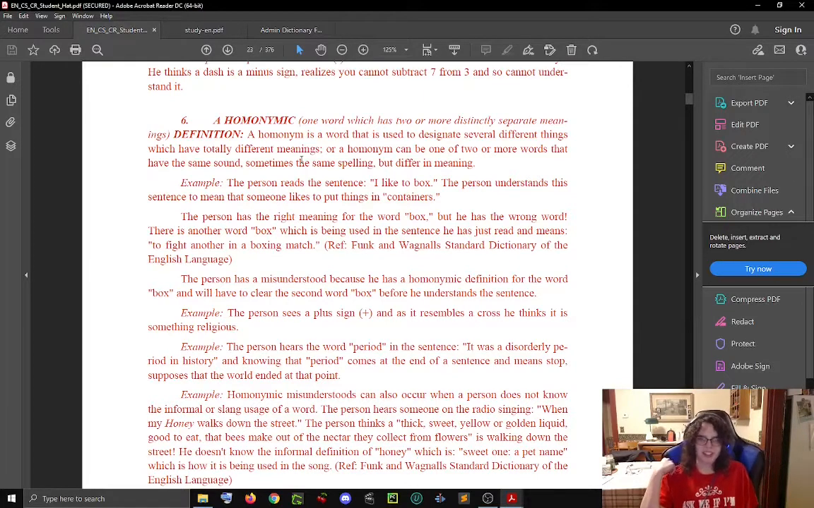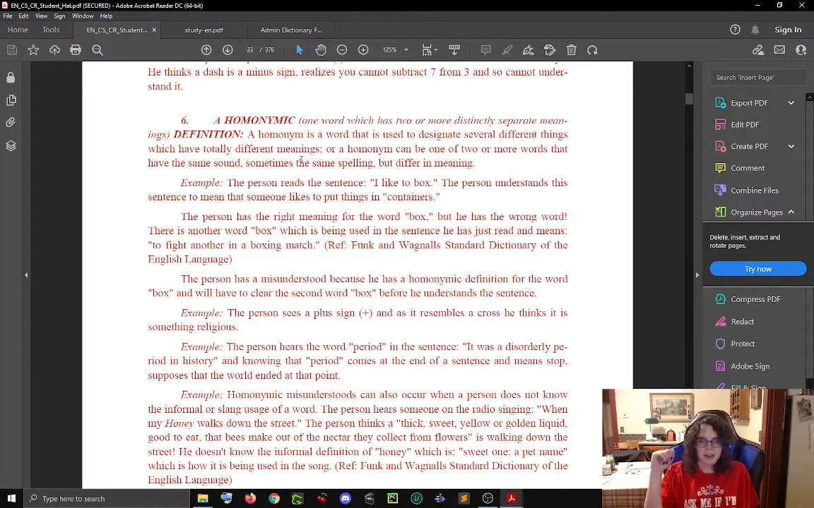Example, the person reads the sentence, "I like to box." The person understands the sentence to mean that someone likes to put things in containers. The person has the right meaning for the word box, but he has the wrong word. There's another word box which is being used in the sentence he has just read and means to fight another in a boxing match. The person has a misunderstood because he has a homonymic definition for a word box and will have to clear the second word box before he understands the sentence.